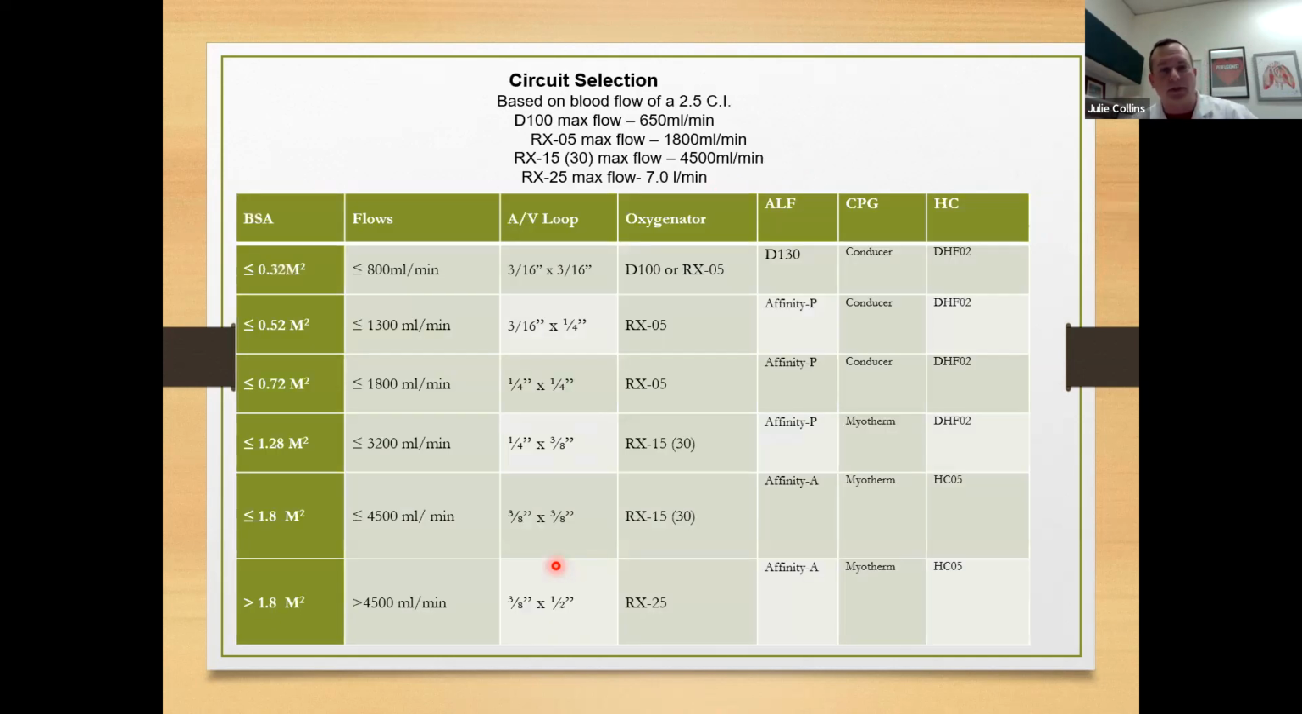We talked about the variance in patient population, different circuits that we're going to pull. Basically, I pull my circuits based on size, and ultimately, size is going to dictate what my flow targets are. And here's the corresponding flow targets for my patients. And basically, my flow targets will dictate which AV loop I pull, which oxygenator I pull, which arterial line filter I pull, if you use an arterial line filter, which type of cardioplegia heat exchanger, and which type of hemoconcentrator.